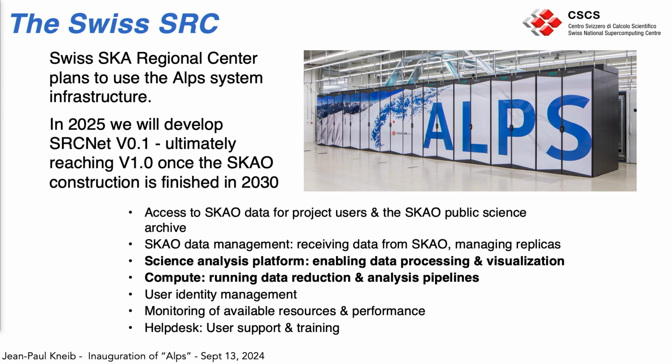We are going to do that in Switzerland with the Alps infrastructure. We are developing, from basically next year, what we call SRCNet version 0.1, which can deal with about 10% of the data that will ultimately be produced, and to reach version 1 by 2030, when the full data set of the observatory will be coming. So this platform will enable data processing and visualization. We'll be able to run our computing programs, analyze the pipeline, understand the signal, and make discoveries.